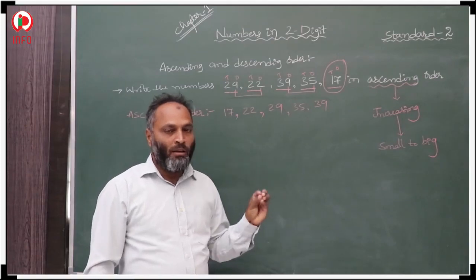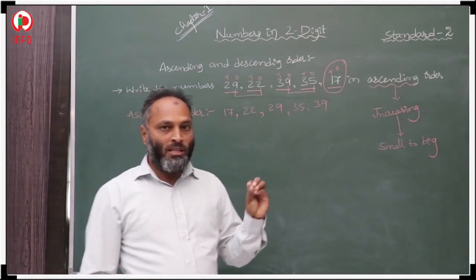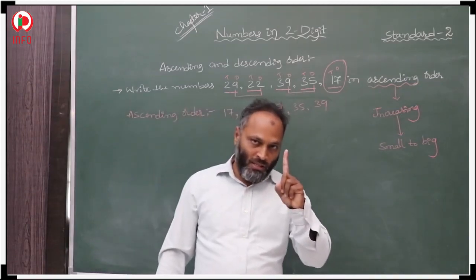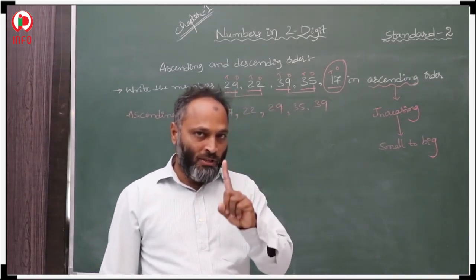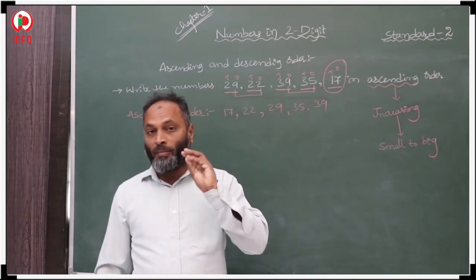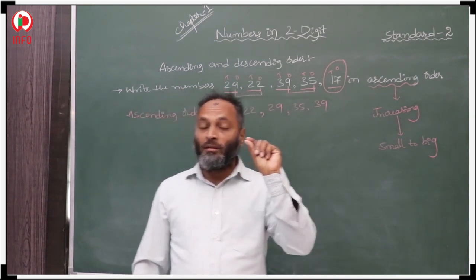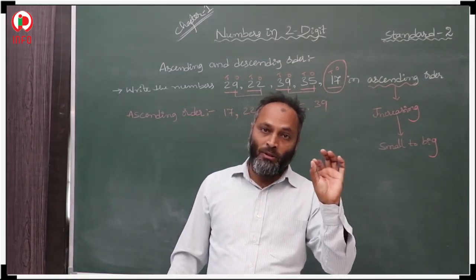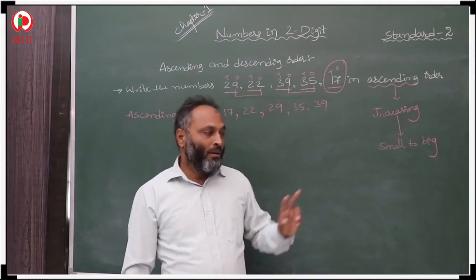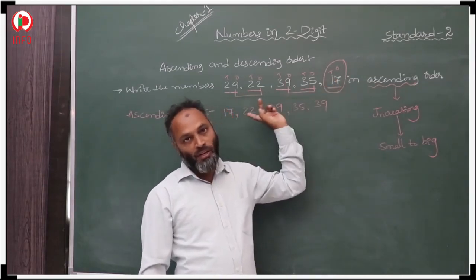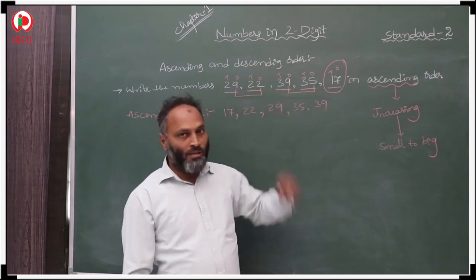Whenever they ask for ascending order or descending order, first we have to check. In ascending order we check which one is small; in descending order we check which one is big. First we check the ones and tens places. The number with the smaller tens place is the smaller number. In this, tens place 1 is the smallest among all 5, so we take 17 first.